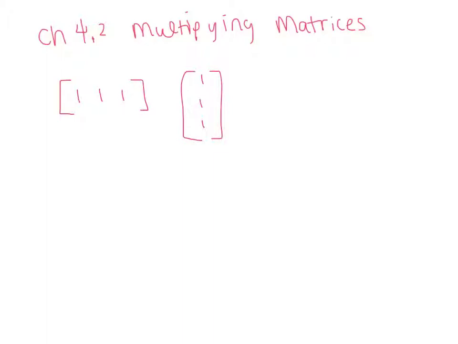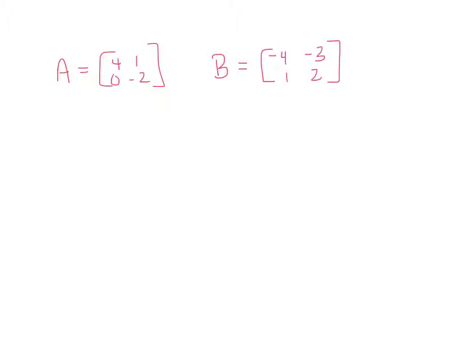So we're going to start out by just multiplying 2 by 2s. So let's let matrix A be 4, 1, 0, -2, and matrix B is going to be -4, -3, 1, and 2. And the first thing we want to find is AB.